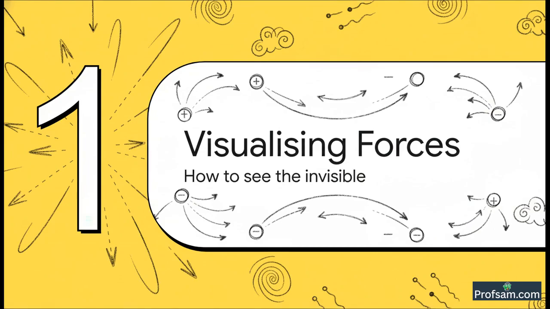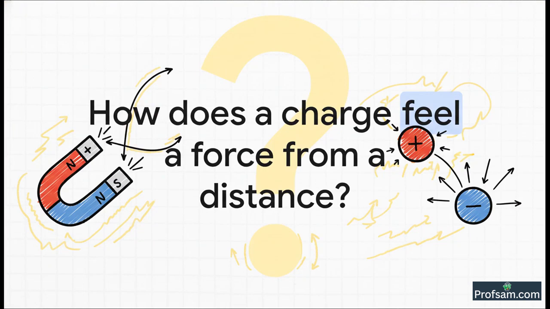What are we even trying to do here? Well, we're basically trying to find a way to see forces that we can't actually see with our eyes. I want you to really think about this for a second. How does one charge feel the force of another charge from a distance without any contact at all? You've seen this with magnets, right? You bring them close and you can feel that push or pull even before they touch. It's the exact same thing with electric charges. So the big question is, how does this happen? What's going on in that empty space between them that's carrying this force?